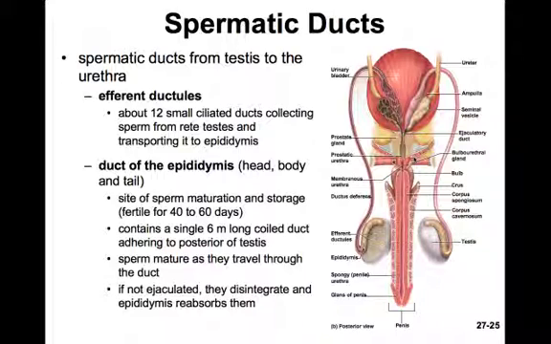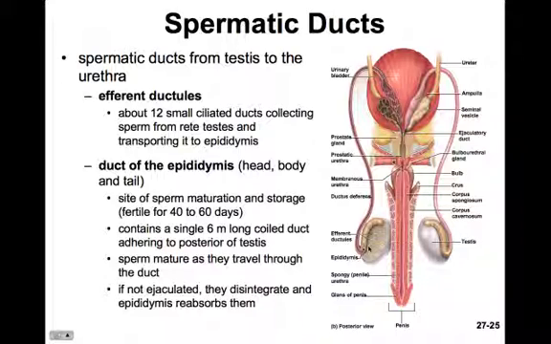The epididymis, or epididymes for plural, otherwise known as the duct of the epididymis, is a very long coiled duct. It's about 6 meters long. And as it coils up, it forms the epididymis, which is about 7.5 centimeters long. It has a head region, a body region, and a tail region.